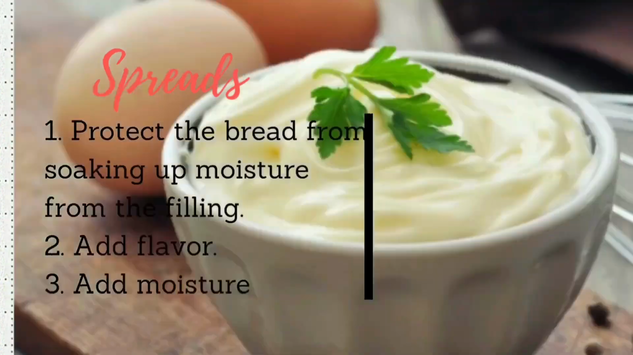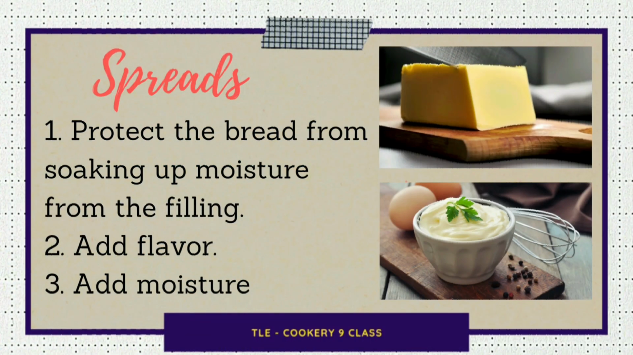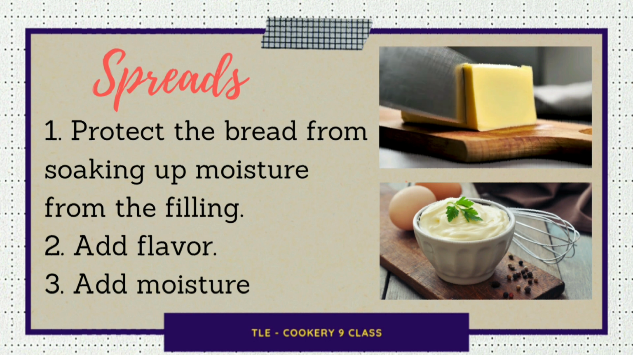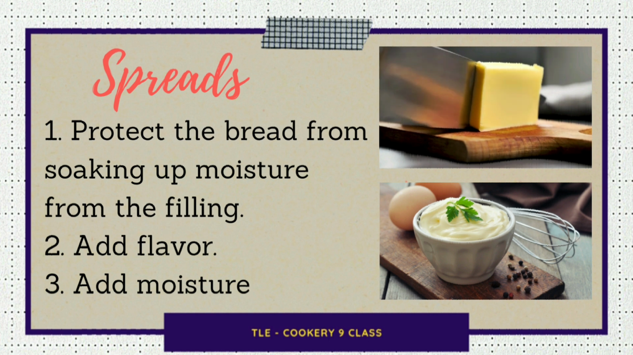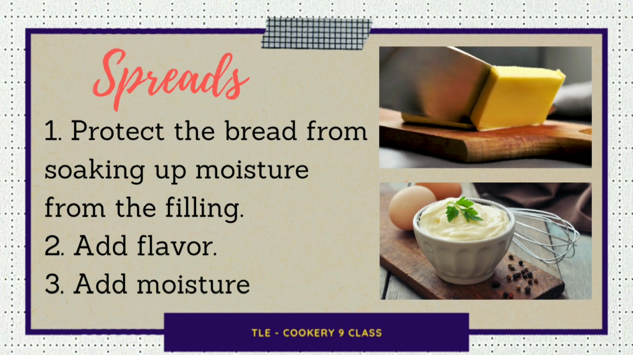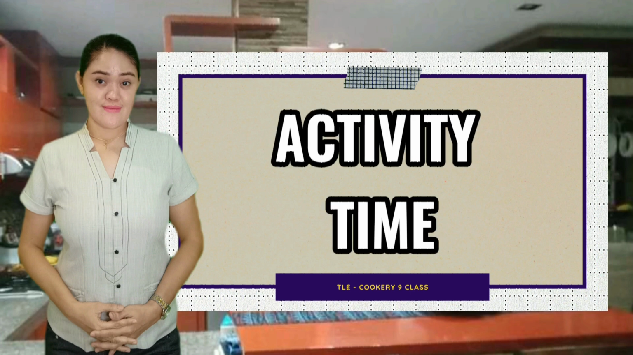Let us now have the moistening agents, or the so-called spreads. The purpose of spread is to protect the bread from soaking up moisture from the filling. It also adds flavor and moisture to the sandwich. Examples of spreads are butter and mayonnaise. We are now finished discussing the three basic components of sandwich. And now, let us proceed to our activity.